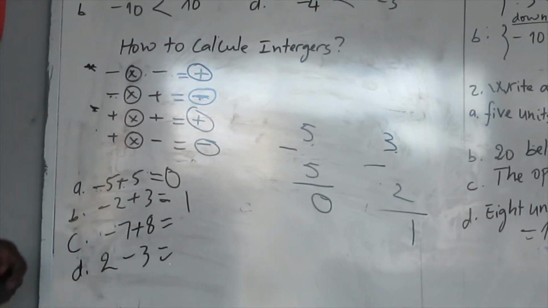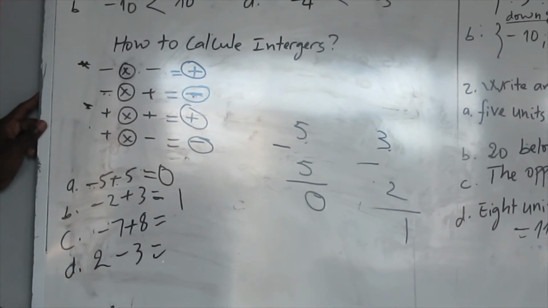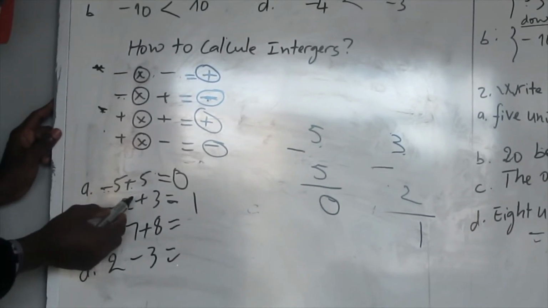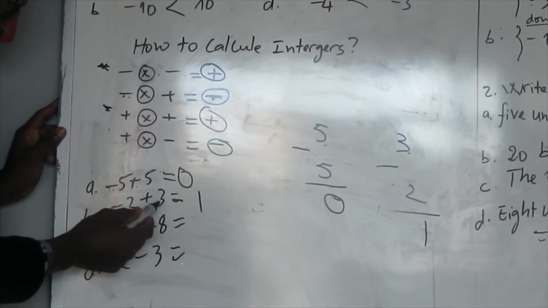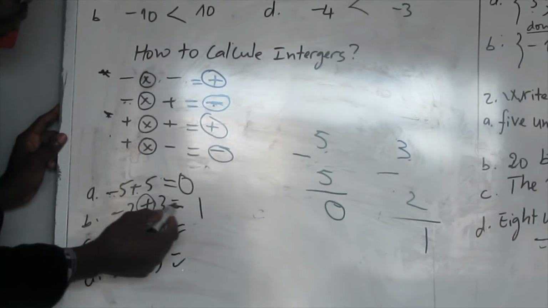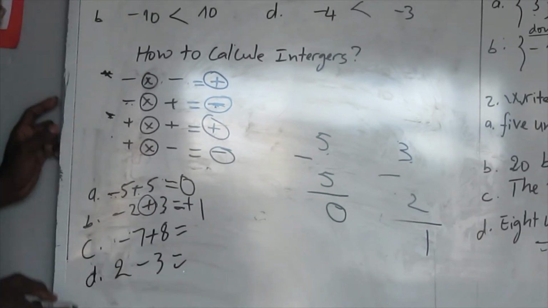We must look at the sign now. To look at the sign, we take the sign of the bigger number. Always take the sign of the bigger number at the end. So, the bigger number between 3 and 2 is 3. The sign of 3 is what? It is positive. So the answer here is positive 1.